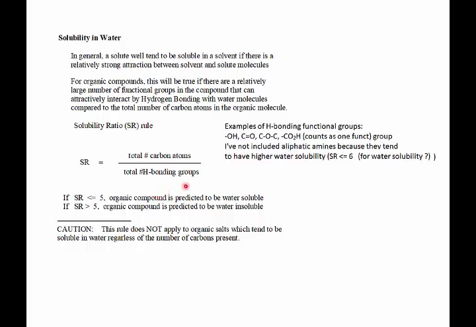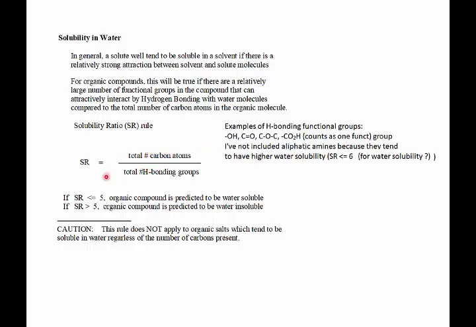So whether a compound is soluble in water or not, whether there's going to be a relatively strong attraction between the solute and the solvent water, depends on the ratio of the number of carbons and the number of hydrogen bonding groups. Now, I have developed what I call the solubility ratio rule. It's an empirical rule that probably has a lot of cases where it breaks down. It's not a perfect rule, but more times than not, it'll give you a pretty good handle on predicting water solubility.